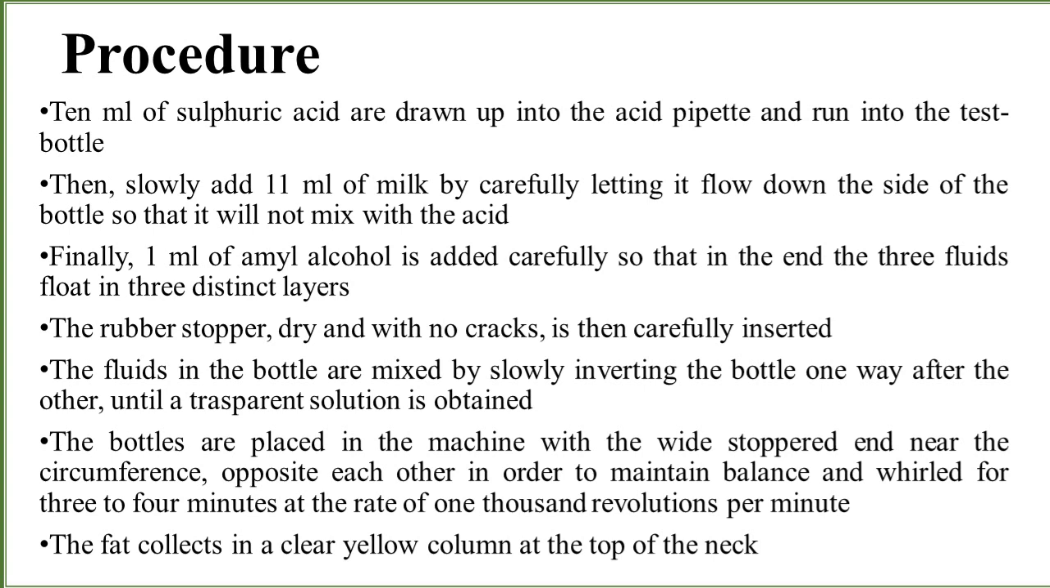The rubber stopper, dry and with no cracks, is then carefully inserted. The fluids in the bottle are mixed by slowly inverting the bottle one way after the other until a transparent solution is obtained. The bottles are placed in the machine with the void stoppered and near the circumference opposite each other in order to maintain the balance, and wheeled for 3 to 4 minutes at the rate of 1000 revolutions per minute. The fat collects in a clear yellow column at the top of the neck.